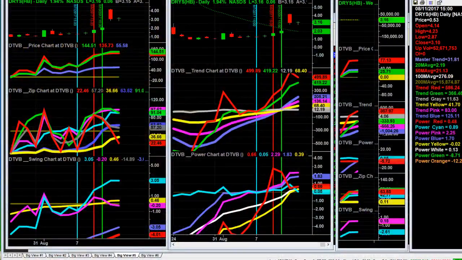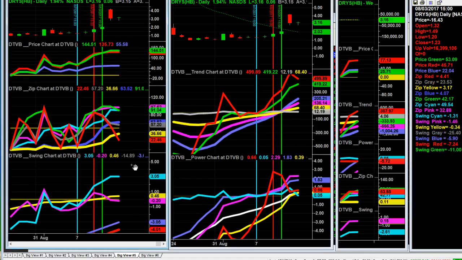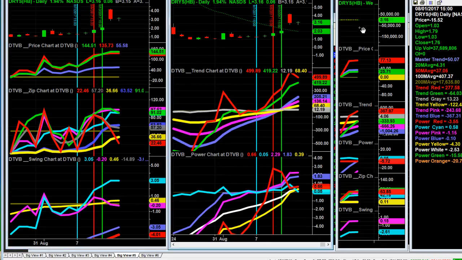In this particular example, I've got three vertical lines drawn. My setup is typically how you would see it. The left chart is the price, zip, and swing chart, and the middle chart is the candles with the trend chart and the power chart on the bottom. And then the weekly chart follows that, and then the fourth window is, of course, your data window. The market is open right now, and this is August 14th, 2017.